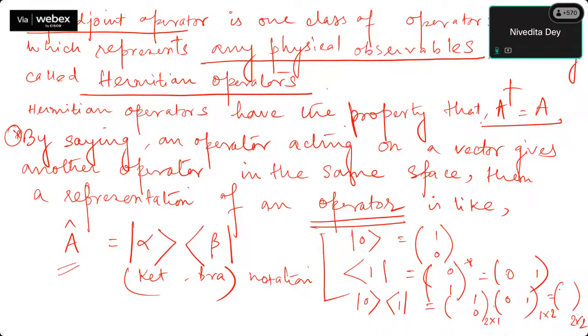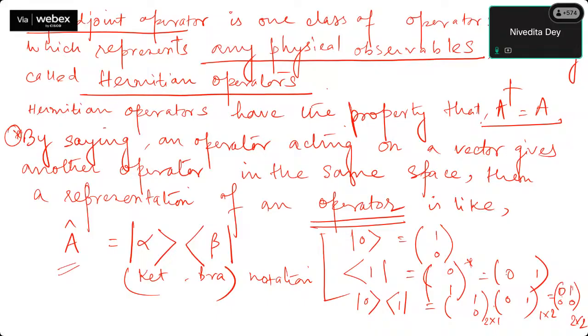So this is 1 into 0, 1 into 1, 0 into 0, 0 into 1. So 0 1 0 0 is the matrix. But what is more important to understand here is that with the bracket notation, it was the inner product where we used to get a scalar outcome, only a single value, because it was 1 cross n followed by an n cross 1 matrix multiplication. So the result was a 1 cross 1 matrix, which is a single value.